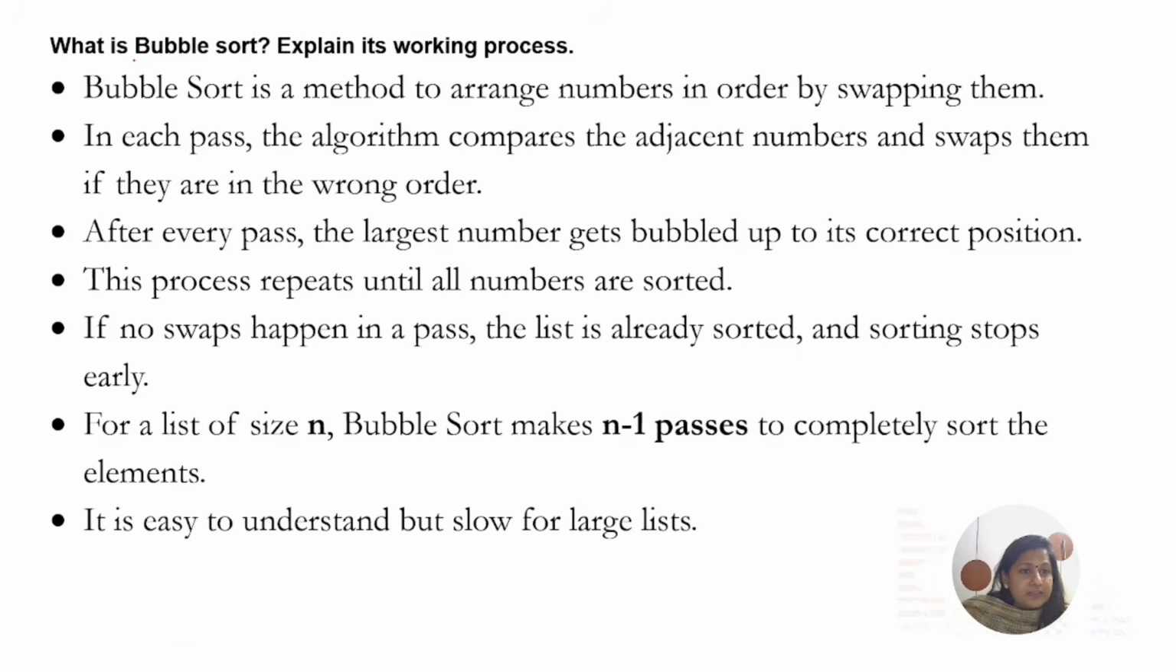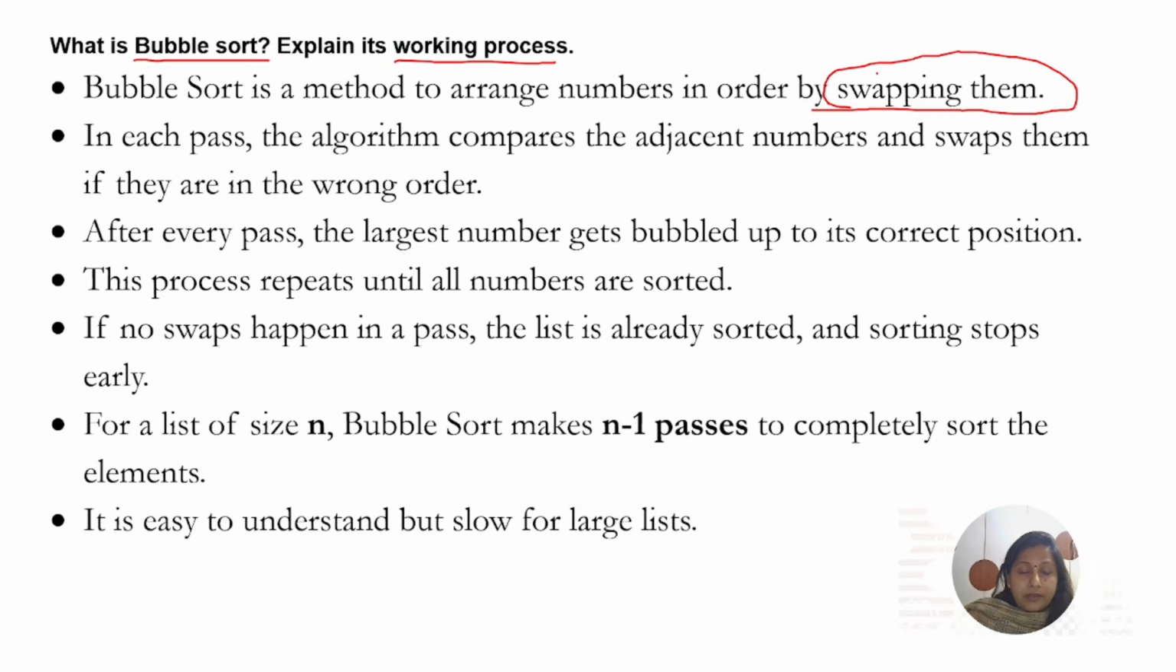Okay, the next concept is what is bubble sort. Today we are going to see what is the meaning of bubble sort and its technique, and its working process also we are going to discuss now. So bubble sort is a method to arrange numbers in order by swapping them.